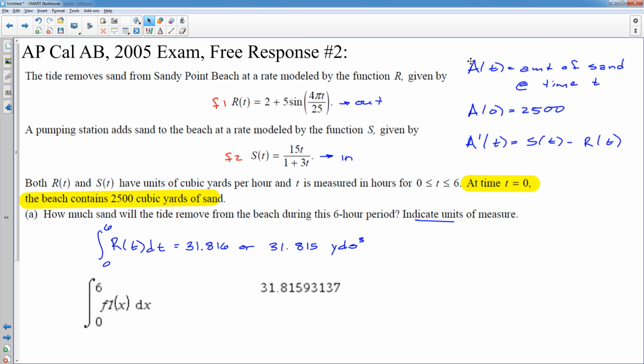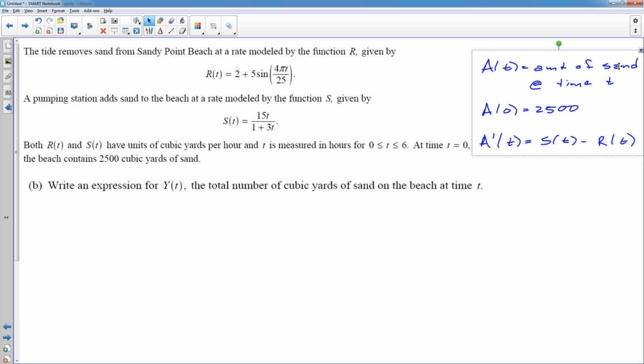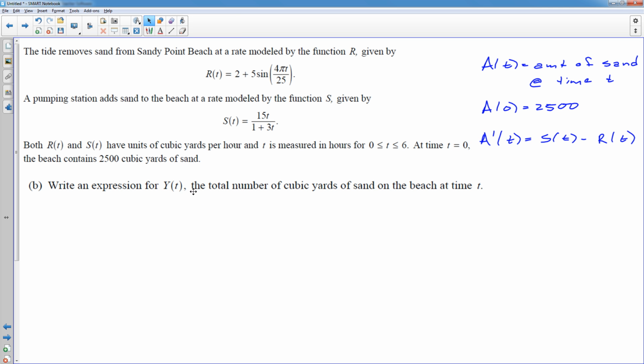Okay, this information right here is going to be very important, so I'm going to continue copying and pasting this on over. Let's look at question B. Write an expression y of t for the total number of cubic yards on the beach. Now this is that question that I mentioned in one of the first slides. However, they have defined the function as y. I've been calling it A, so I'm going to take a second to change my A's to y's. There we go. And let's see, we want an expression for y of t, the actual amount of sand on the beach at time t.